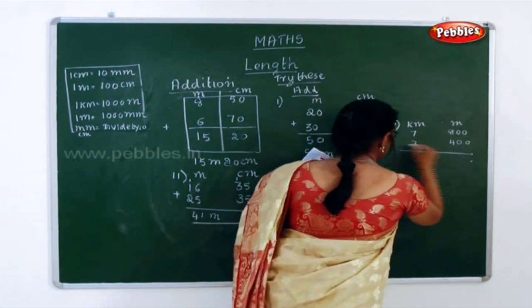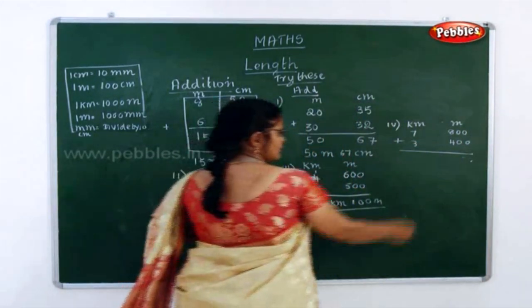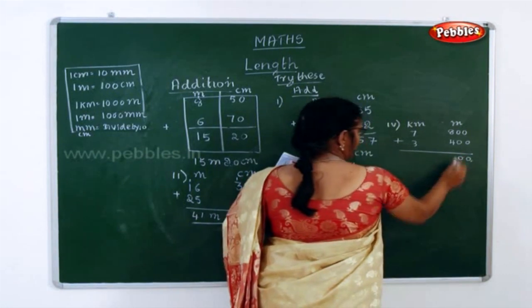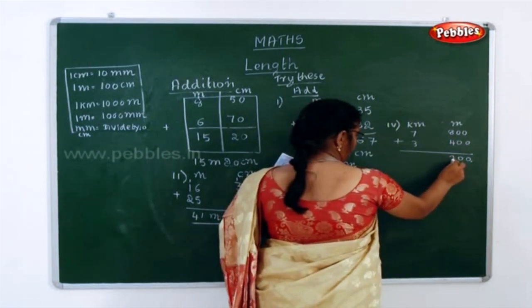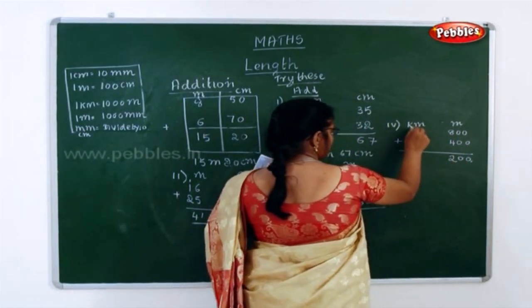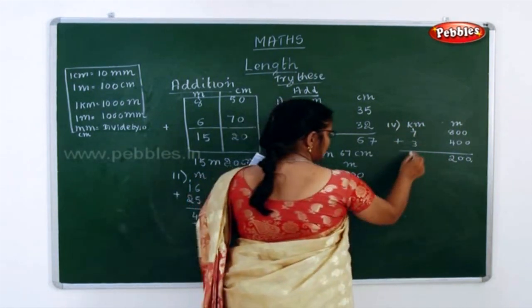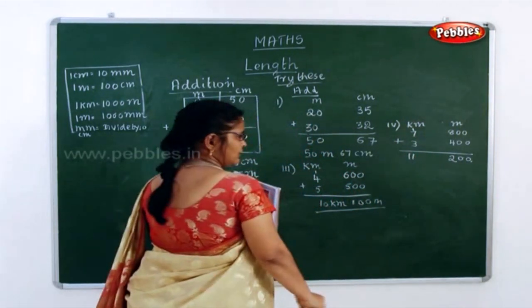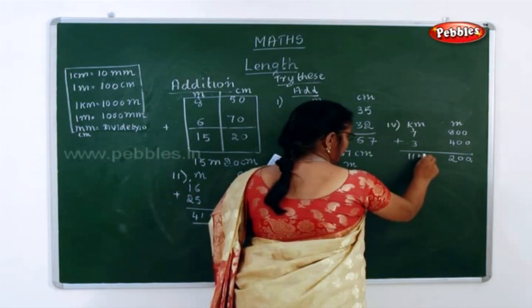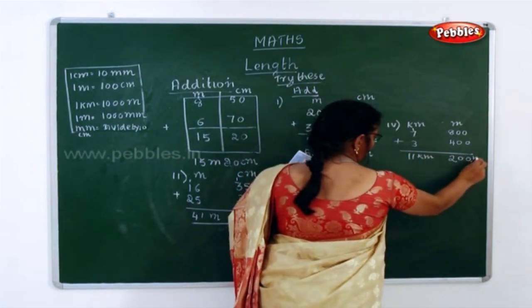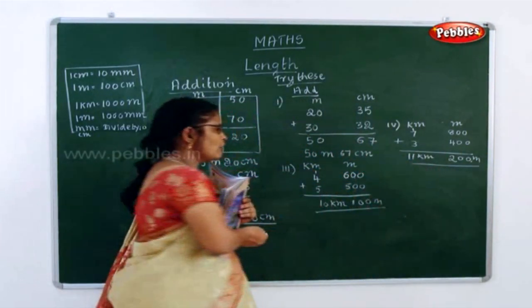Now can you tell me how will you add? 0, 0. 8 plus 4 is what? 12. Very good. 7 plus 1 is what? 8. 8 plus 3 is what? 11. Now what will you write here? It is 11 kilometer and 12 meter. So this is how you will do.